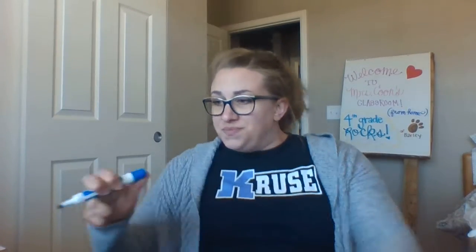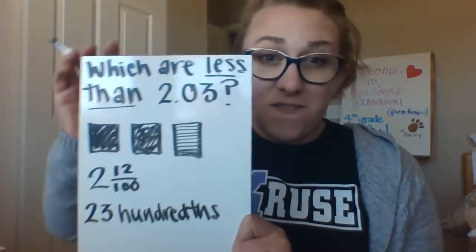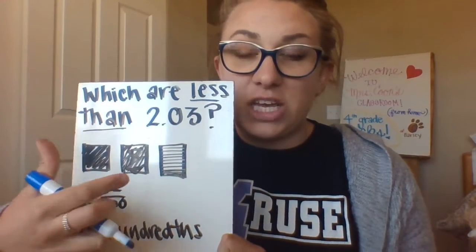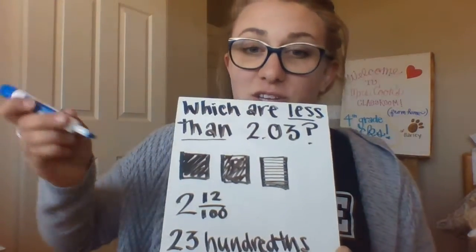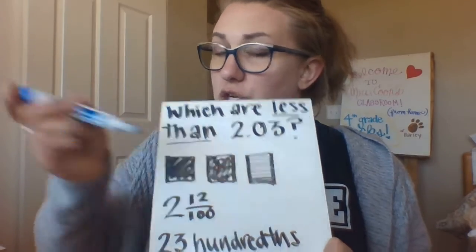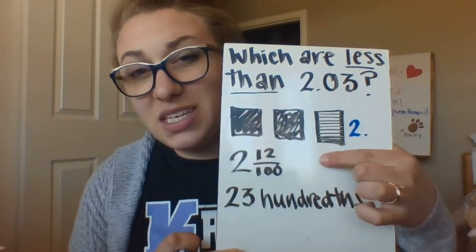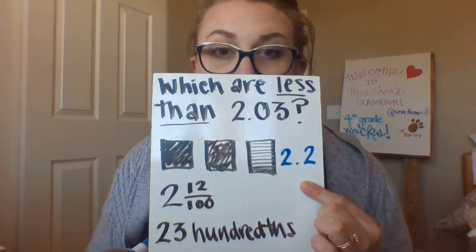So our first one with the grids. Well, I see that there are 2 whole boxes filled up, so that tells me that I have 1, 2, and then like I told you, 2 out of these 10 are filled in, so that's 2 tenths. So I have 2 tenths written as a decimal.